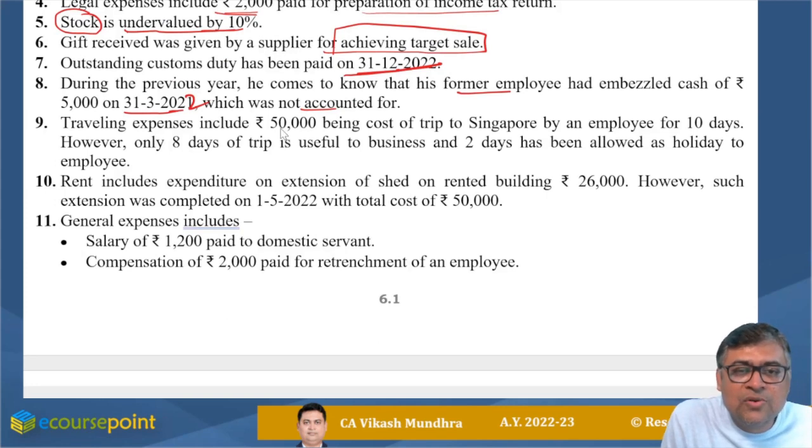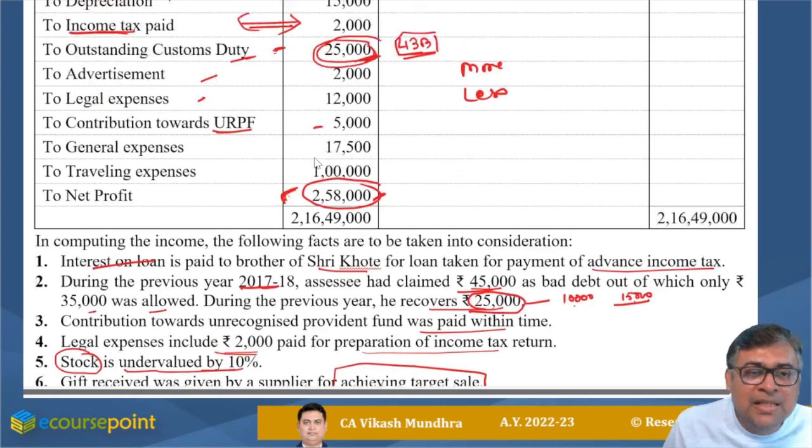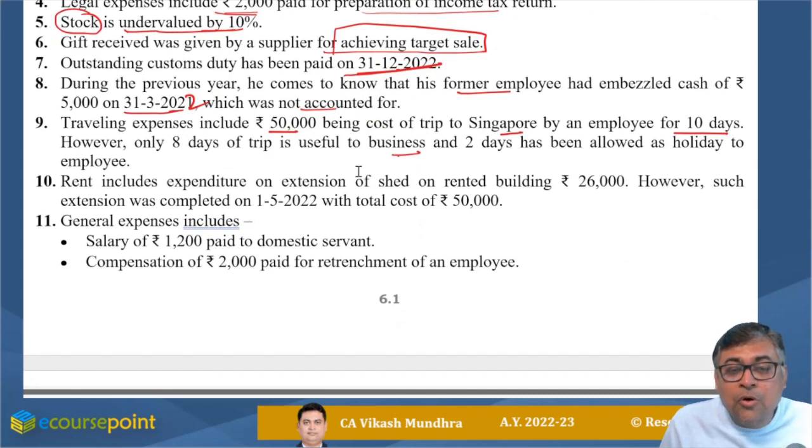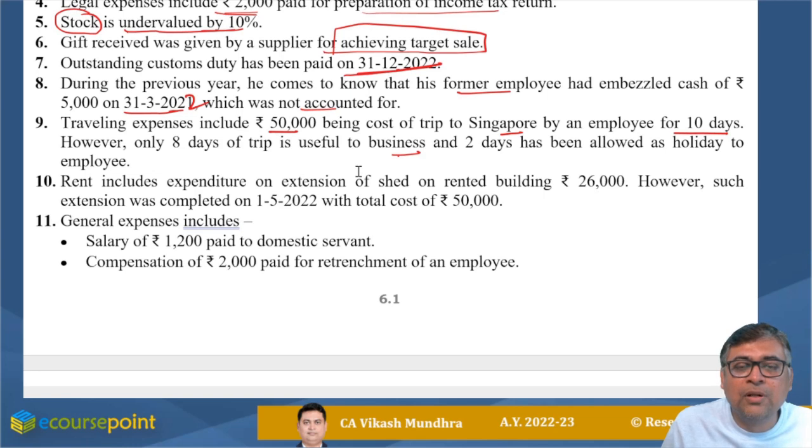Traveling expenses includes rupees 50,000 being cost of trip to Singapore by an employee for 10 days. However, only 8 days of trip is useful to business and 2 days has been allowed as holiday to the employee. Here traveling expenses is rupees 1 lakh. It is debited into your PL statement, and it is mentioned that out of this 1 lakh, 50,000 has been incurred for cost of trip of Singapore by an employee for 10 days. Out of that, 8 days was trip for business and 2 days he enjoyed as a holiday.